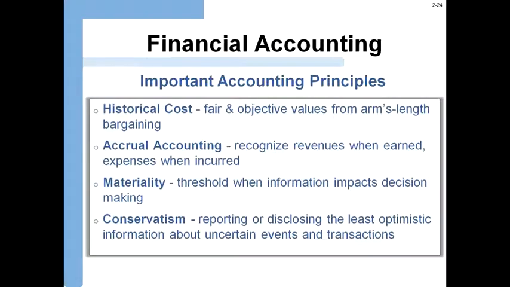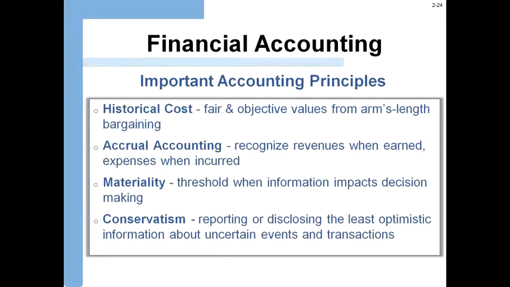So now let's learn the important accounting principles. So kita ada 1, 2, 3, 4, 5 principles. Okay, 5 important accounting principles. First is the historical cost. Okay, so traditionally, accounting has used the historical cost concept for measuring and recording the value of assets and liabilities. Historical costs are values from actual transactions that have occurred in the past.